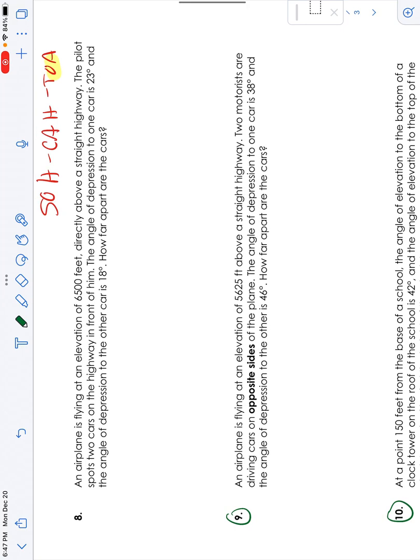So drawing the picture can be kind of tricky, but that's why you're working in groups, and that's why you're smart. So an airplane is flying at an elevation of 6,500. When you have an airplane, elevation is measured straight from, like, vertically from where that airplane is located. So if this is my airplane, that elevation is the height off of the ground. And it says you're directly above a straight highway. So this thing is my highway. The pilot spots 2 cars on the highway in front of him. So I'm going to have car number 1 right here, and I'm just going to put car number 2 out here.